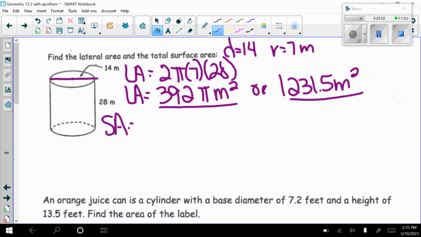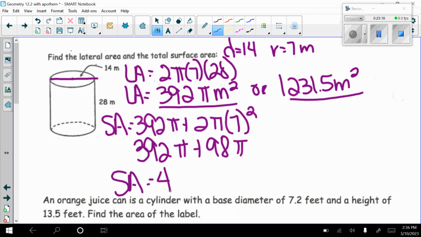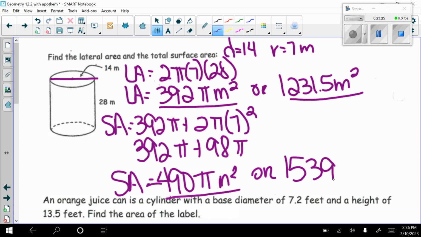The surface area is my lateral area, 392 pi, plus 2 pi, my radius, 7 squared. So this is 392 pi plus 98 pi. So my surface area would be 490 pi square meters, or multiply that out, 1,539.4 square meters.